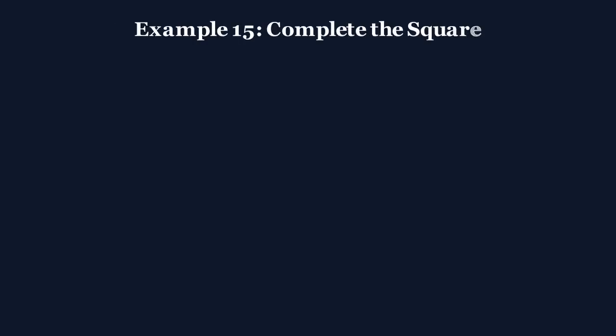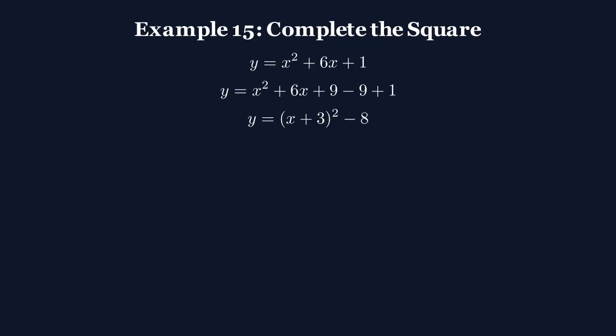Example 15. Convert y equals x squared plus 6x plus 1 into vertex form by completing the square. Half of 6 is 3, and 3 squared is 9. Write y equals x squared plus 6x plus 9 minus 9 plus 1. The trinomial becomes (x plus 3) squared, and the constants combine to -8. So y equals (x plus 3) squared minus 8.